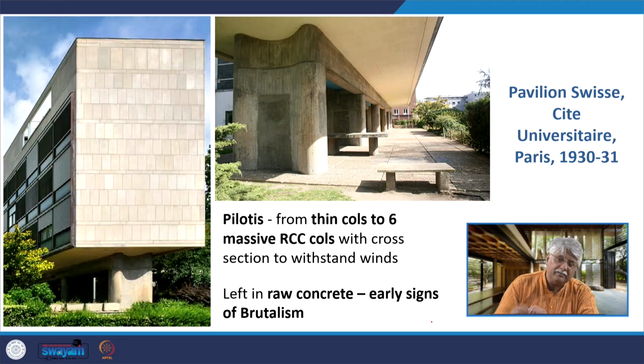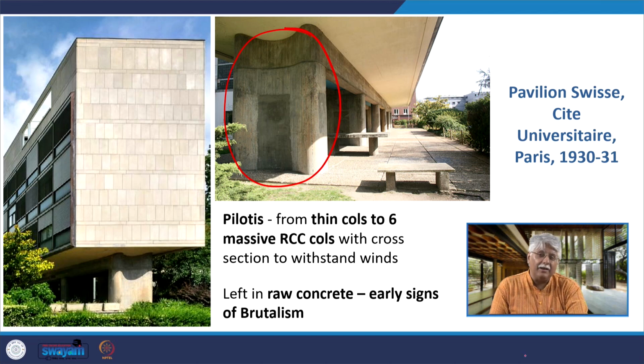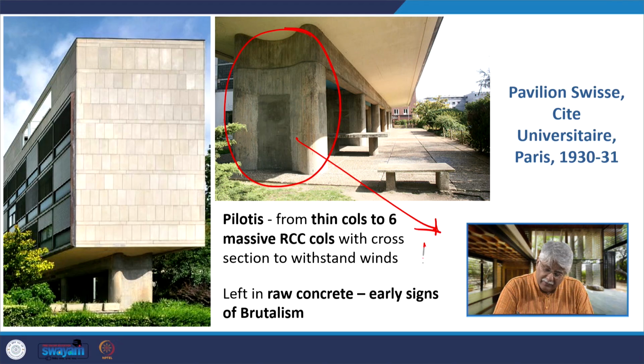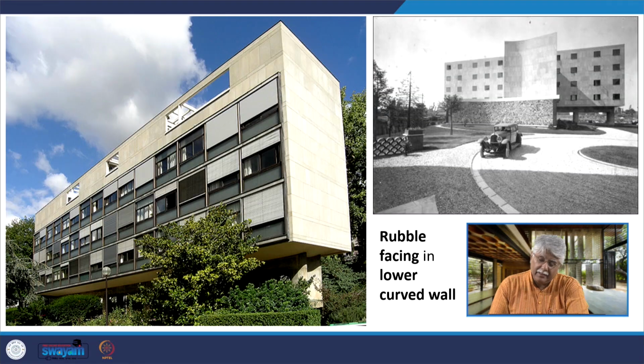The other thing you find is the entire building is standing on pilotis or columns, but can they even be called columns? They are not exactly columns, they are massive RCC columns, 6 of them, and they are shaped differently in the form of an 8, and they are in raw concrete. This is brutalism, this is Béton Brut, and the entire building is lifted up on that with this open space underneath it. Then again there is a rubble facing in the lower curved wall of the Pavillon Suisse. Now I believe the lecture hall is behind it.